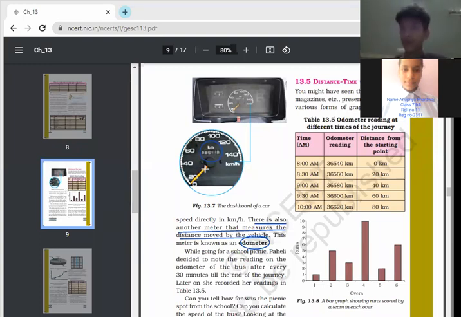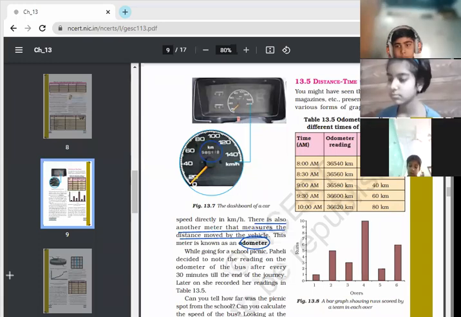And while driving, you can even sit with your parent, father or mother, and you can see how the speed keeps on increasing and how the distance increases. Next, two meters are there, speedometer and odometer. Next comes the distance time graph.